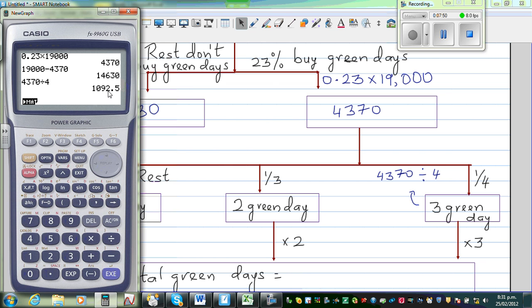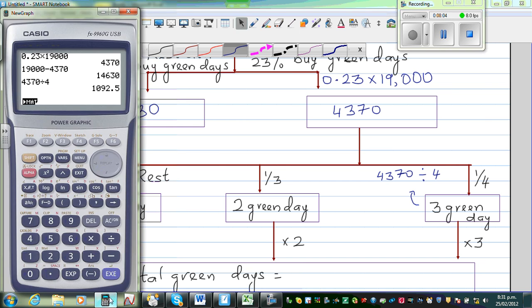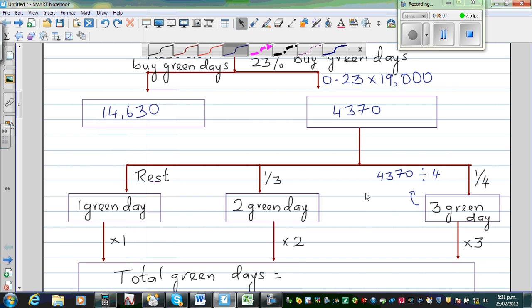I'm going to put 1,092, because ultimately we want to find the minimum number of trees. You can't have 0.5 people. So I'm going to say there were 1,092 people who bought 3 green days.